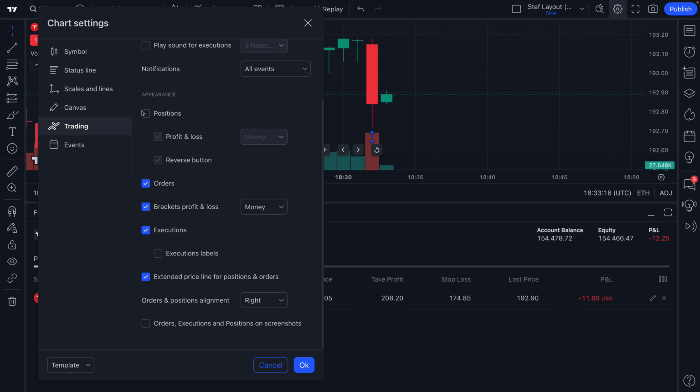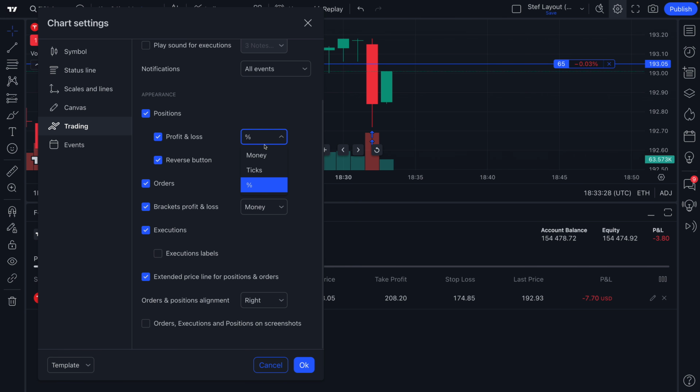So you can see here we have positions checked off. There's positions, profit and loss. That's gone now. We definitely want to see profit and loss. We can also do percentage profit and loss, which is particularly helpful if you're just trying to base what your profit and loss is in percentage terms, not necessarily money.